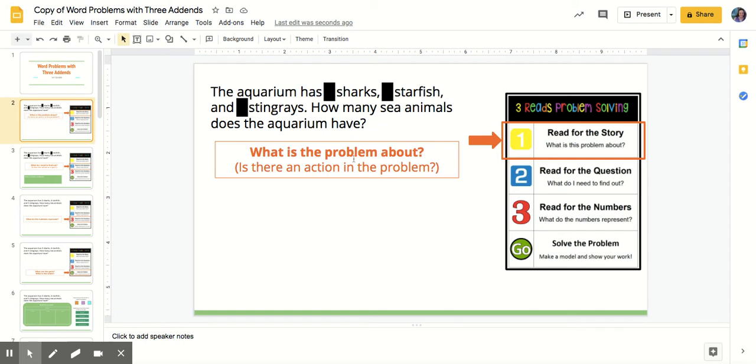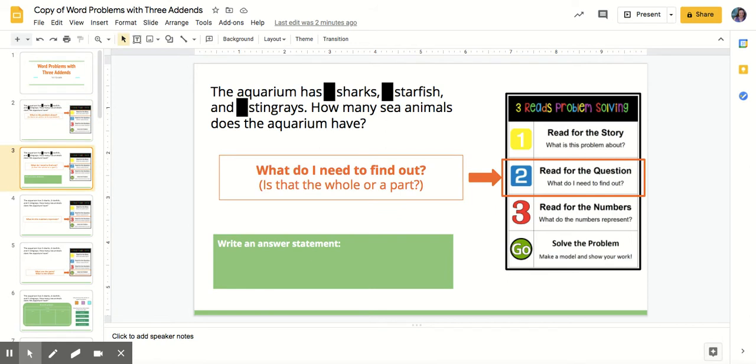What is this problem about? Well, it's talking about three different animals, sea animals to be specific, in the aquarium. So, how many there are altogether? Let's read through it a second time and let's see what we need to figure out. The aquarium has some sharks, some starfish, and some stingrays. How many sea animals does the aquarium have? Well, I need to find out how many total sea animals there are. And I know there's three types, so I need to figure out how many there are altogether.